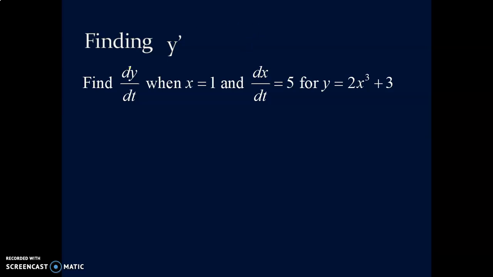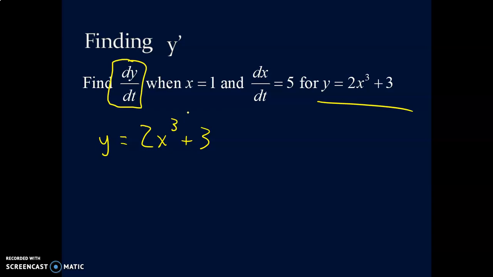So I want to find dy/dt when x is 1 and when dx/dt is 5 for this equation, y equals 2x cubed plus 3. So this is the equation that I'm starting with. y equals 2x cubed plus 3, and I want to find dy/dt. If I just took the derivative and made it 6x squared, that would be finding dy/dx.